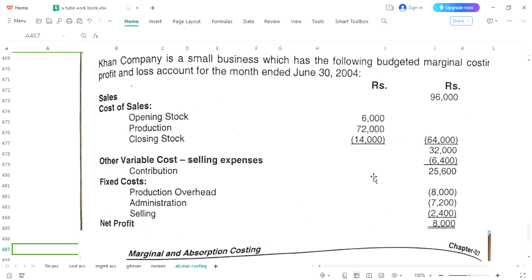The difference between absorption and marginal costing is very important. The bigger difference is the fixed cost. Normally when you see absorption costing, you will have fixed cost and variable cost at the same time. While in marginal costing, fixed and variable are separated. Variable is written at the upper side and fixed is written on the downside.